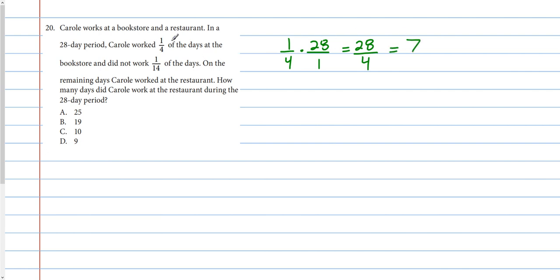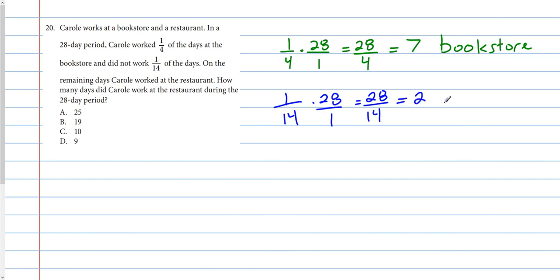So at the bookstore, that's how much at the bookstore? 7 days. She didn't work 1 out of 14 of the days total. So let's work that out now. 1/14 times 28/1, and we get 28/14, which would be 2. And that would be the amount of no work days.